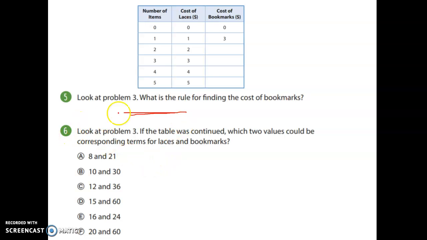And then number 6, use that rule to check these numbers and see, do any of these, could they be on that chart? Are they following the rule that you said for corresponding terms? Okay. We have bookmarks and then corresponding term. What did we multiply by? That's what you're checking on number 6. And again, this one said the values. So it's going to be more than 1, okay?